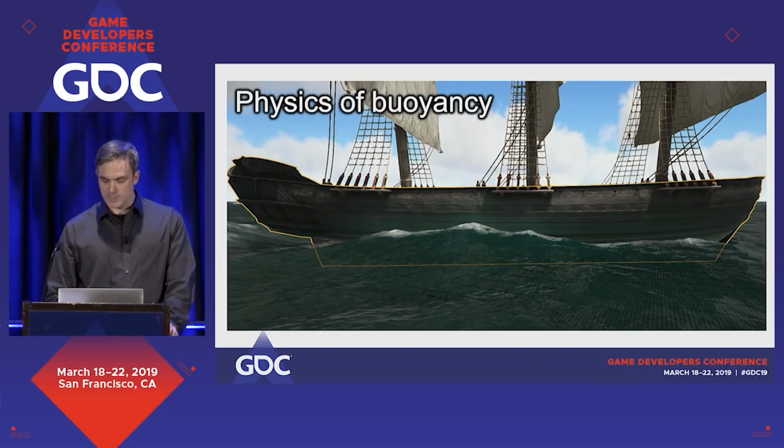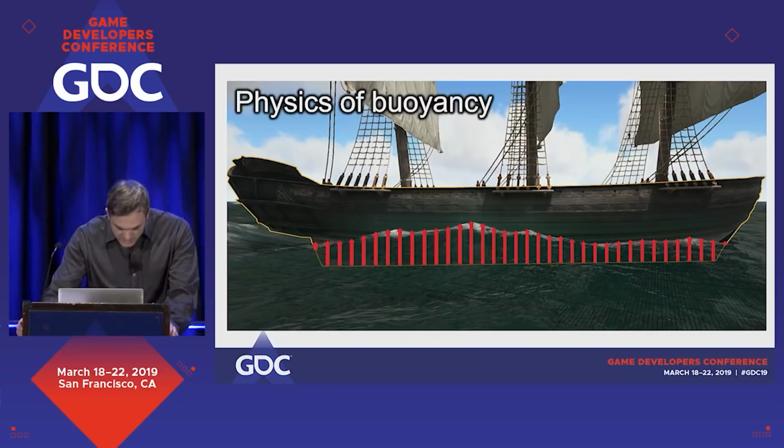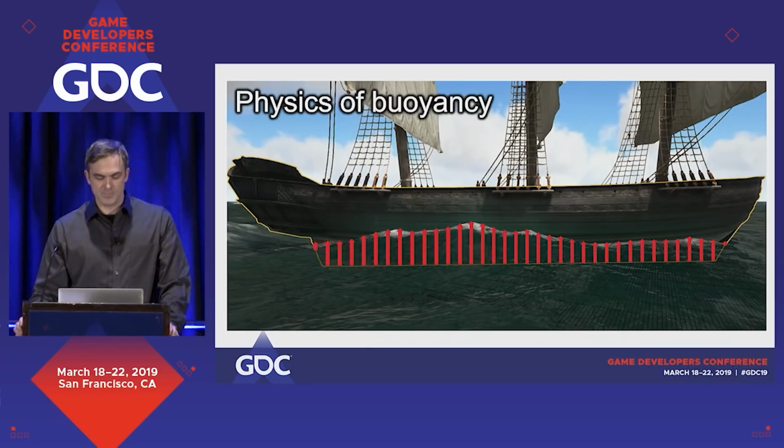So here's what that kind of looks like. It's going really fast. So you have your discrete samples here, discrete displacement samples, and each one of these red arrows represents an independent force acting on the whole of the boat. And obviously this is a 2D representation. We would actually have an array of 3D forces.